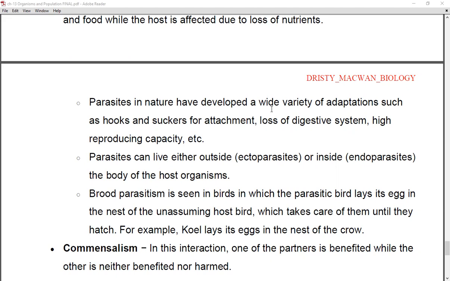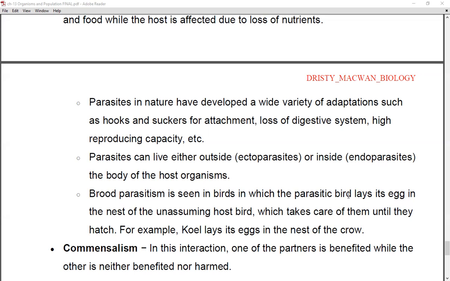Now, brood parasitism is seen in birds, in which the parasitic bird lays its egg in the nest of the unsuspecting host bird, which takes care of them until they hatch. For example, the koel lays its eggs in the nest of the crow. This is one of the most well-known examples. This brood parasitism is observed in birds, right?